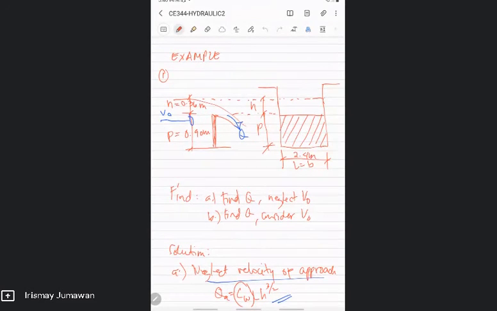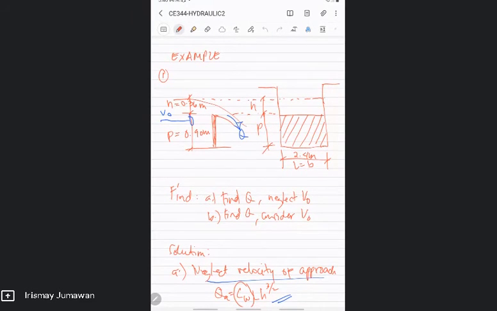So we assume that this is a suppressed weir because it has no end contraction. If there were end contractions, it would not be a suppressed weir. Since no dimension indicates end contraction, we assume that this is a suppressed weir. So the length of the weir is equal to the width of the channel.